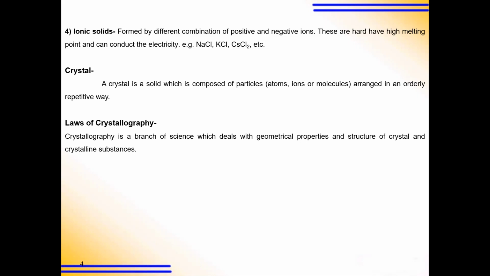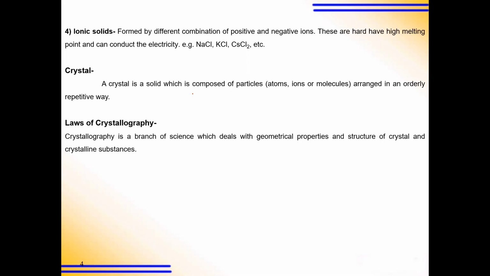What do we mean by crystals? A crystal is a solid which is composed of particles, that is atoms, ions or molecules, arranged in an orderly repetitive way. That is called a crystal. If the particles present, the atoms, ions and molecules, are arranged in an orderly, repeated way, then that is called a crystal.